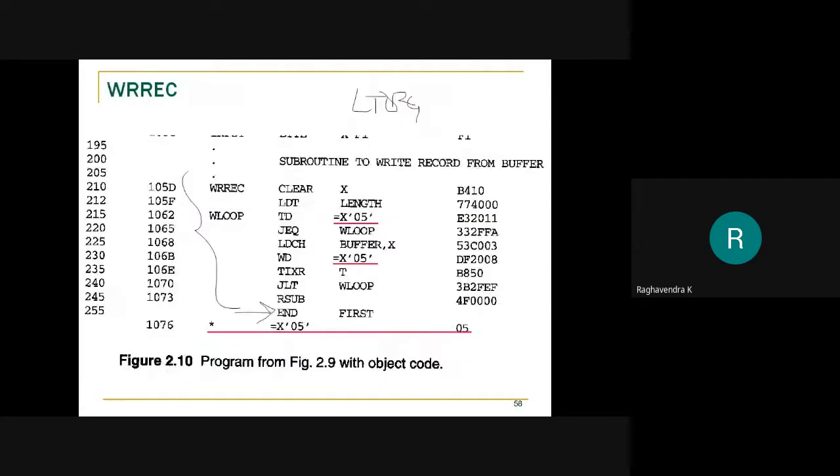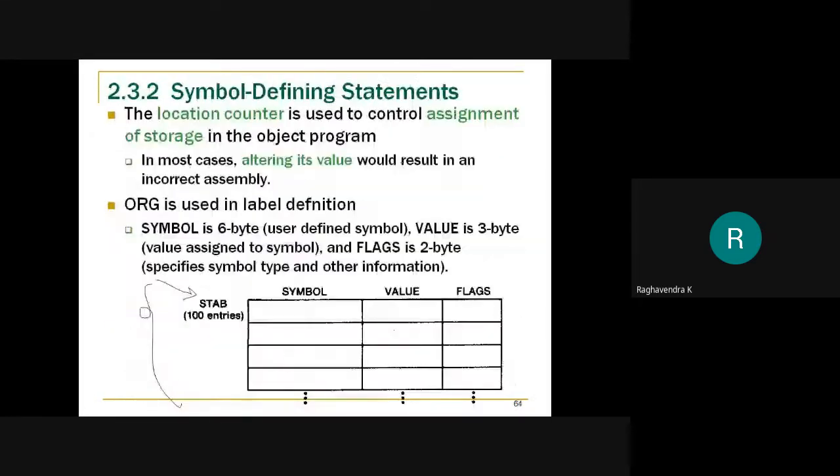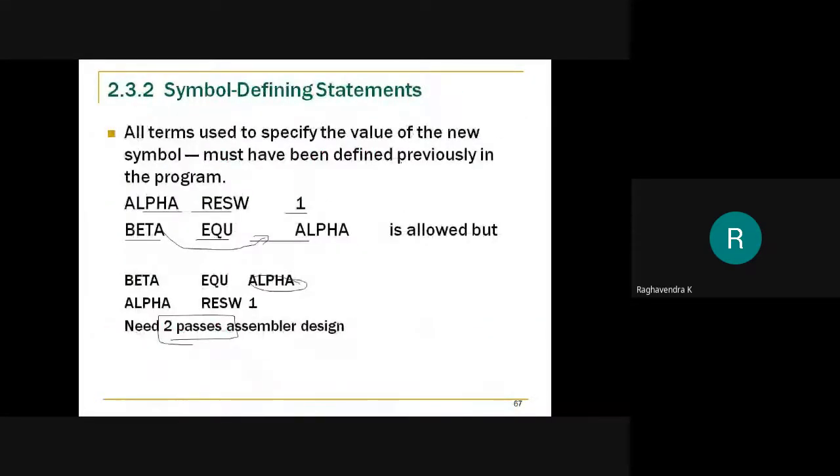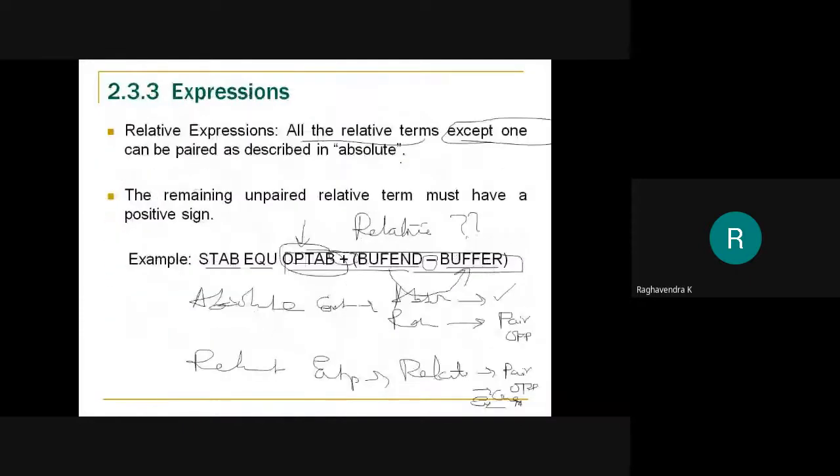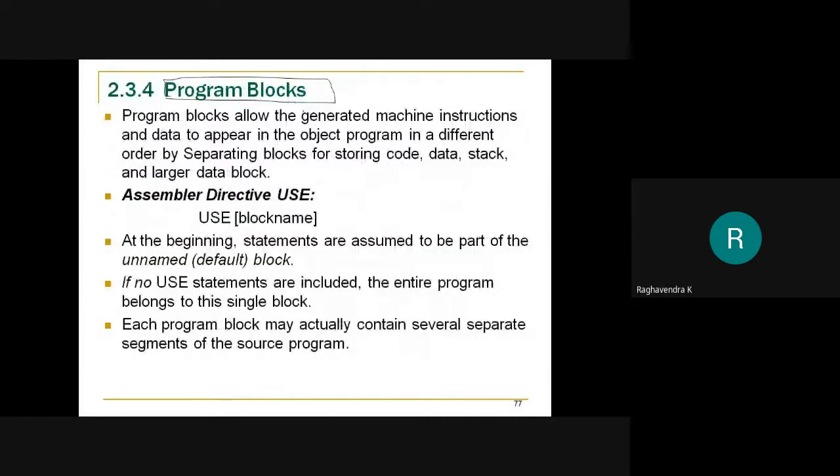Can we do that? Yes, we can do that by making use of the concept of program blocks. So what are program blocks? Program blocks allow the generated machine instructions and data to appear in the object program in a different order. This is important.